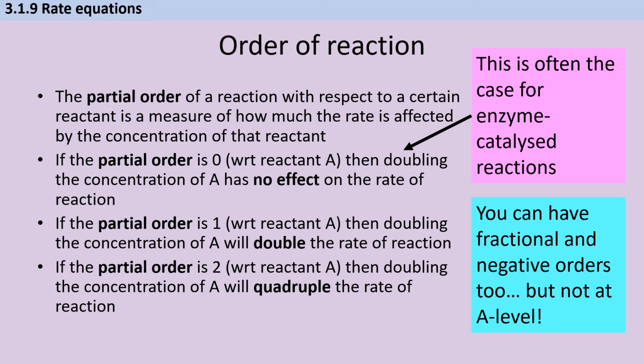Then you've got a partial order of 1, and that's kind of the intuitive way you describe things at GCSE. So if I double the concentration, the rate doubles. If I triple the concentration, the rate triples. If I quadruple the concentration, the rate quadruples, right? That's a partial order of 1.